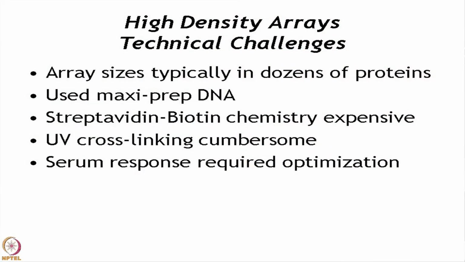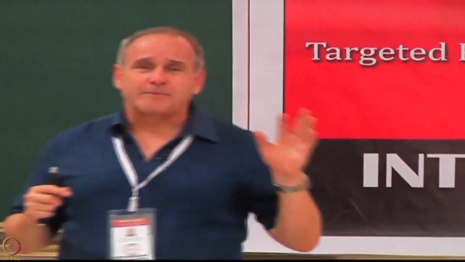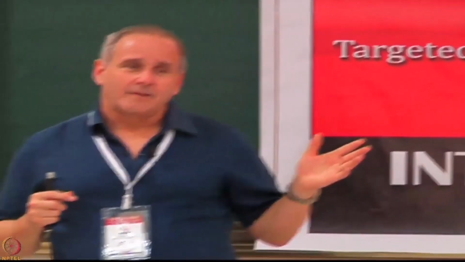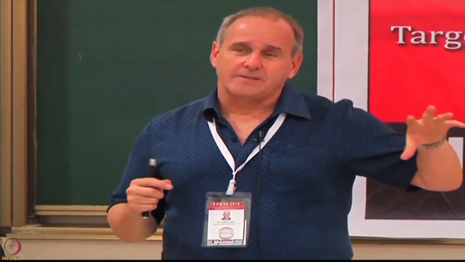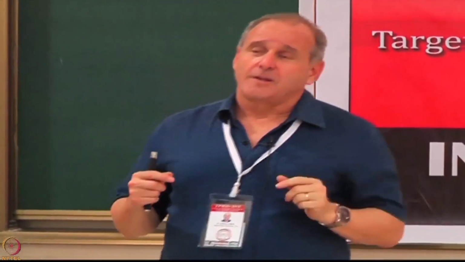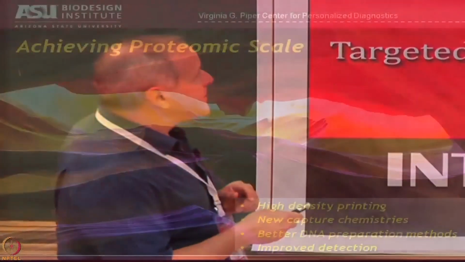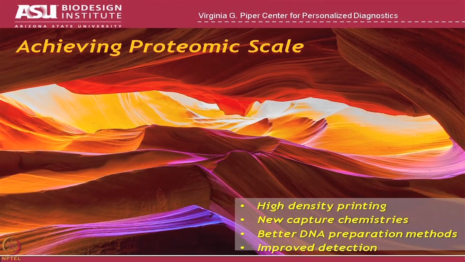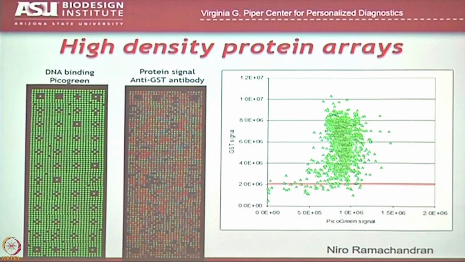So I'm going to fast forward a little bit. I'm not going to go through all of the optimization experiments that were done. You're going to learn how to make these arrays using our current approach. But we spent a lot of time working on the high-density printing, developing a better capture chemistry, figuring out how to make DNA in high throughput, and figuring out how to detect the interactions in a more ready and easy way. And this is the result of all that work.